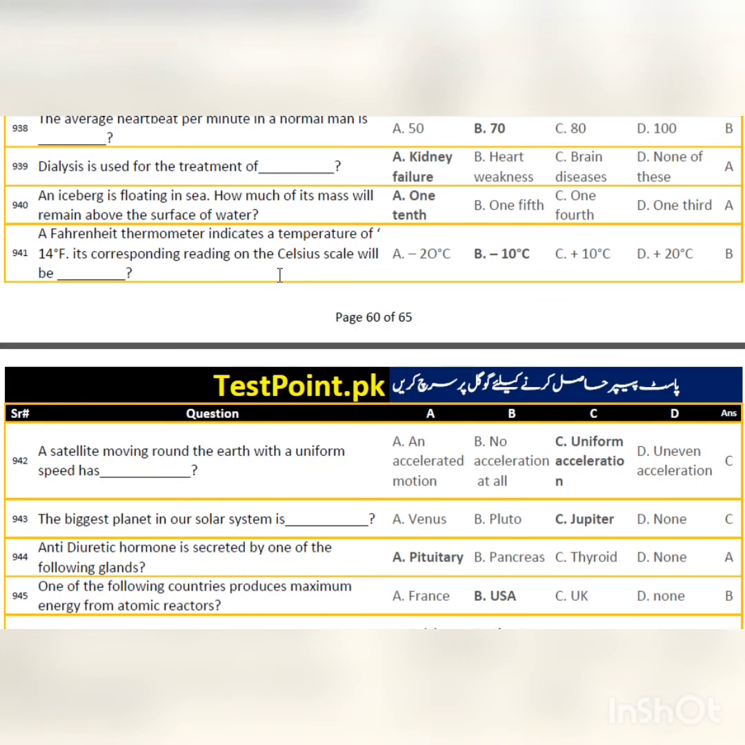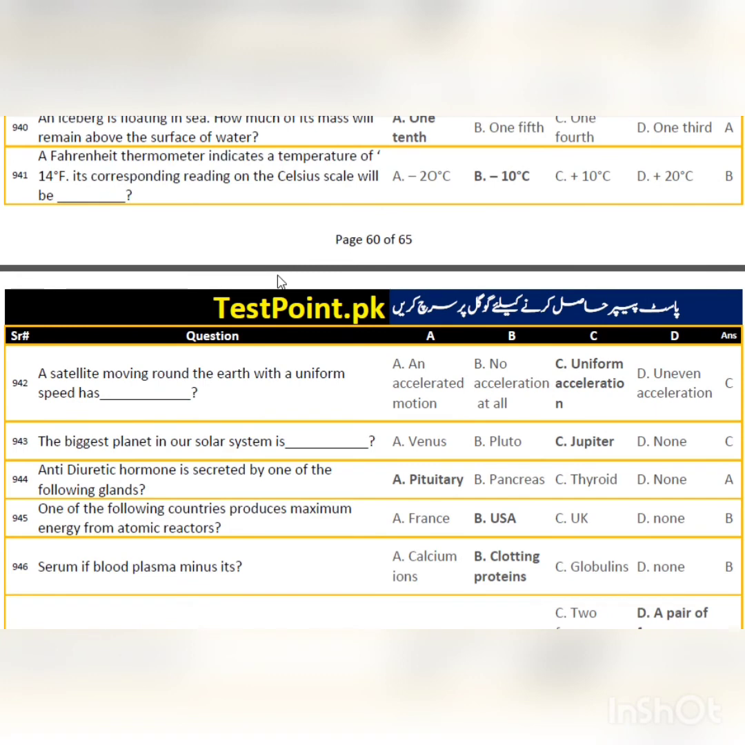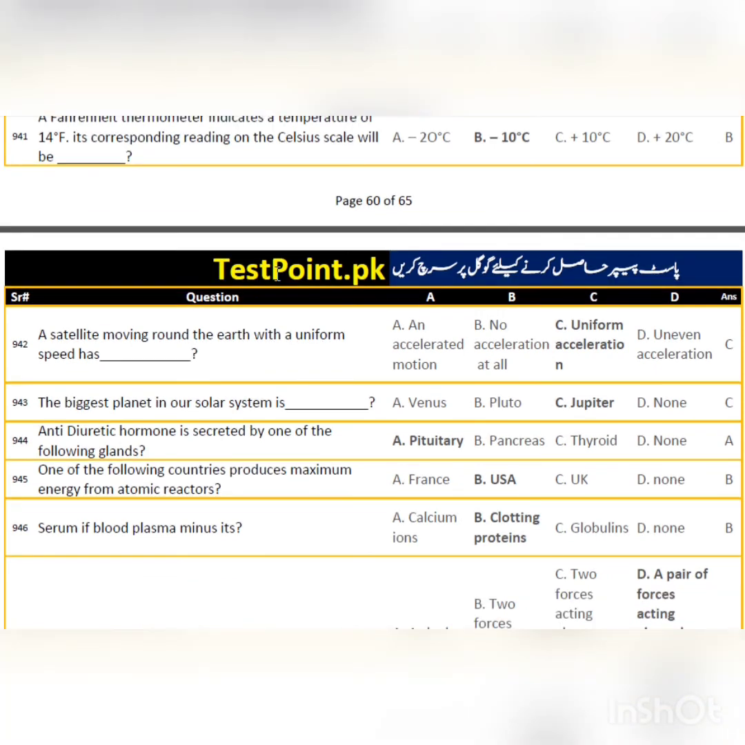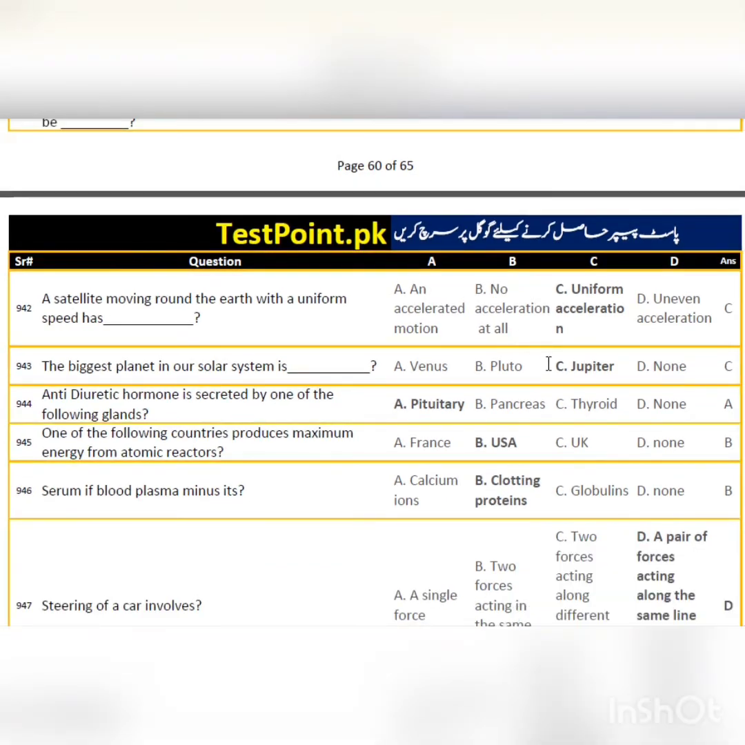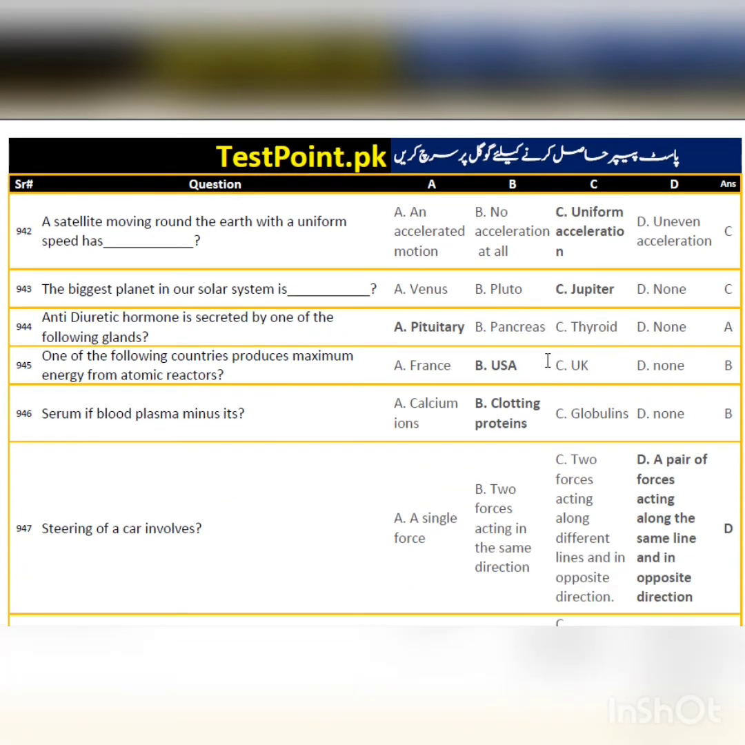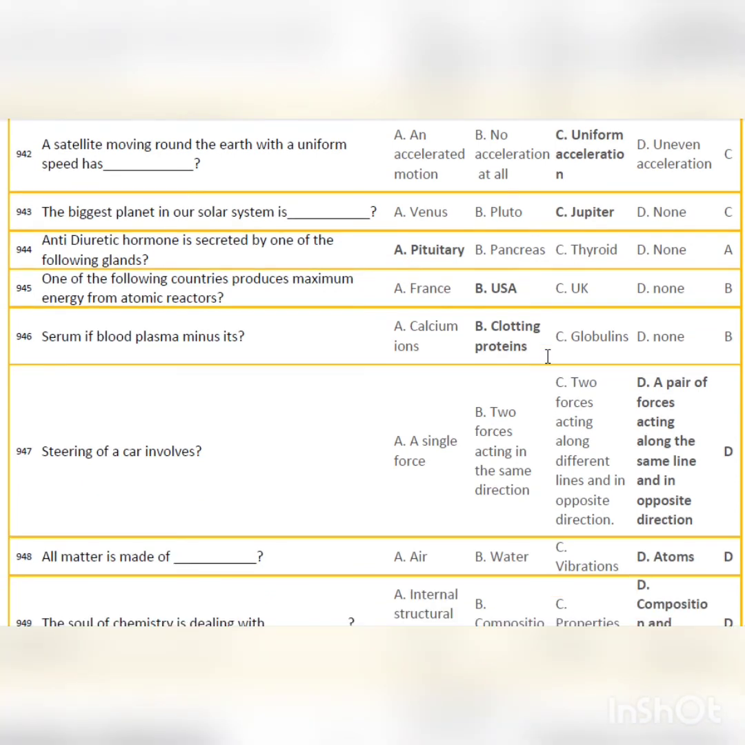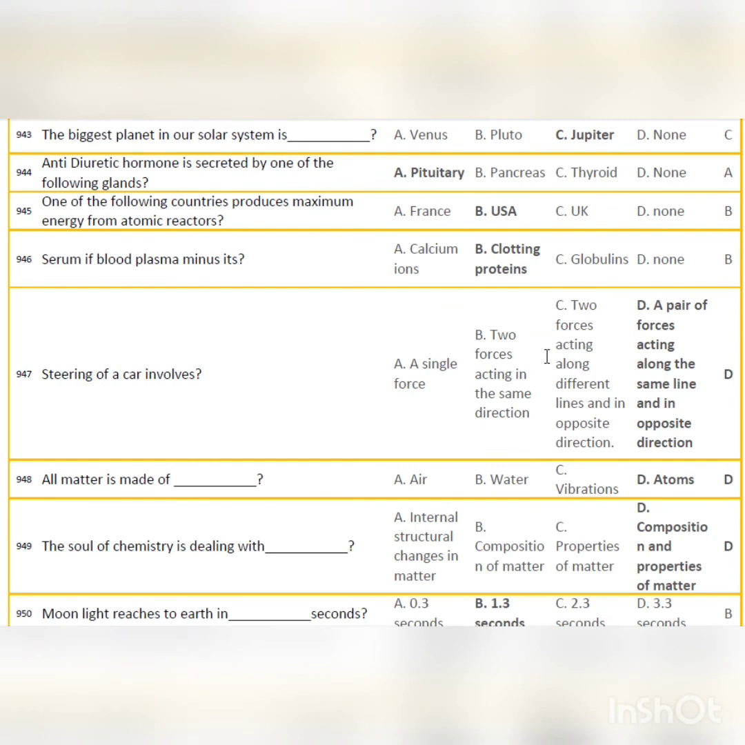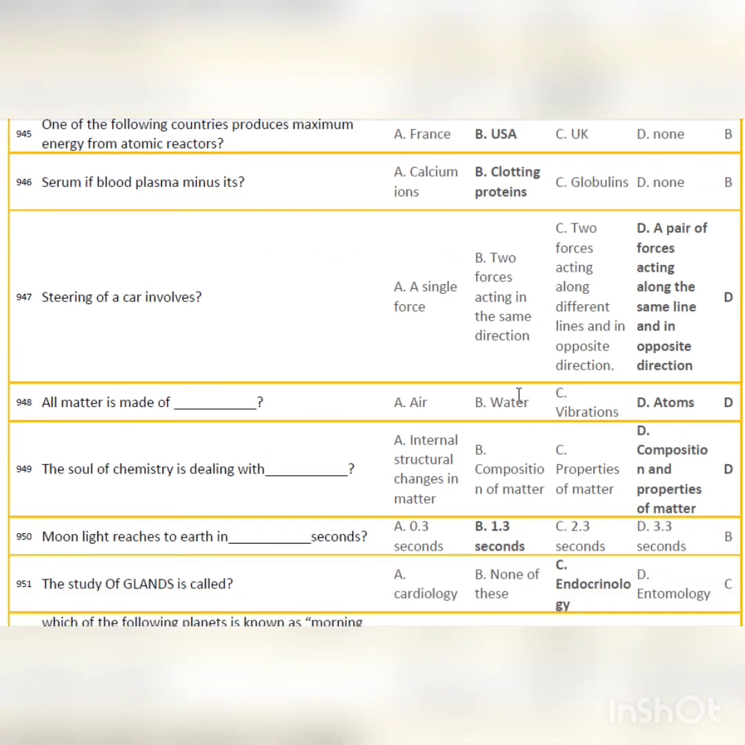The speed of sound in the air at sea level is approximately: A. 300 meters per second. B. 320 meters per second. C. 340 meters per second. D. 370 meters per second. Answer is C. 340 meters per second.